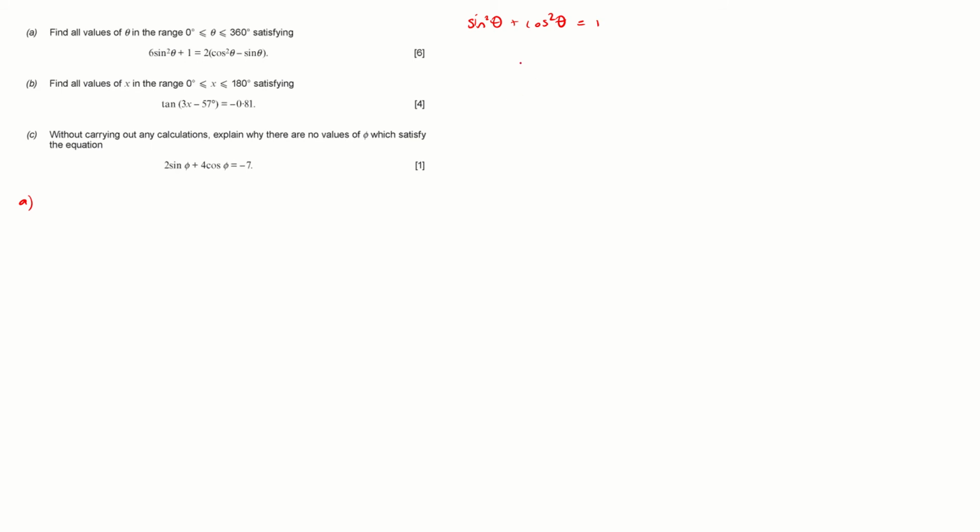Right, so this is the trig identity. That's where I was leaving it. Sine squared theta plus cos squared theta equals 1. Far more useful if you rearrange it, two possible ways. Sine squared equals 1 minus cos squared, or cos squared equals 1 minus sine squared.